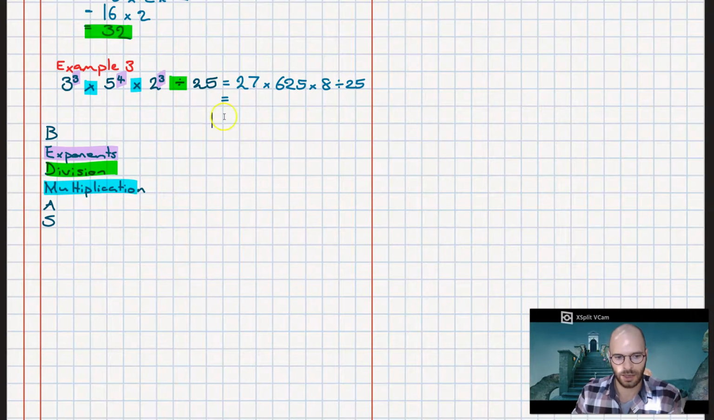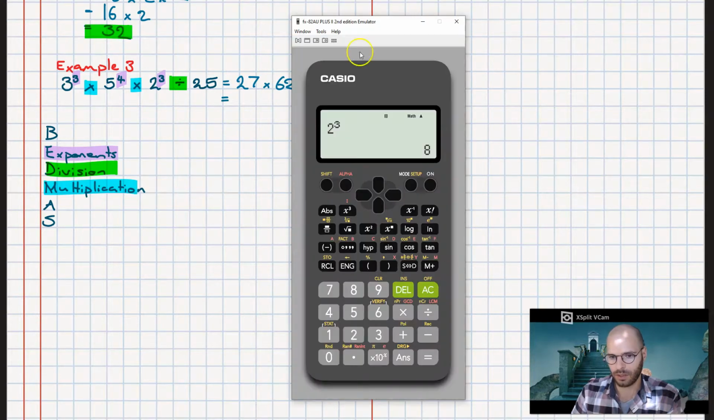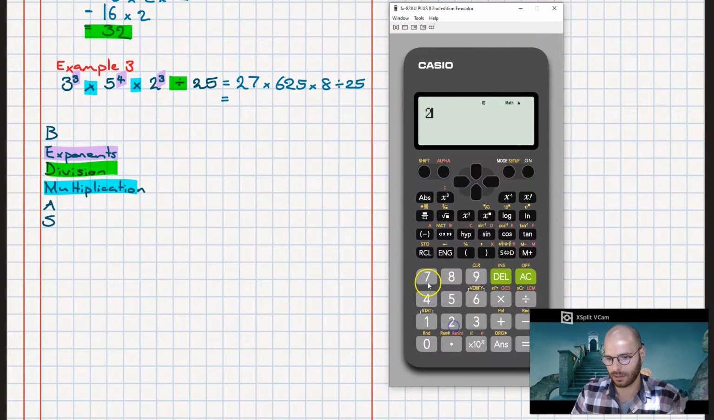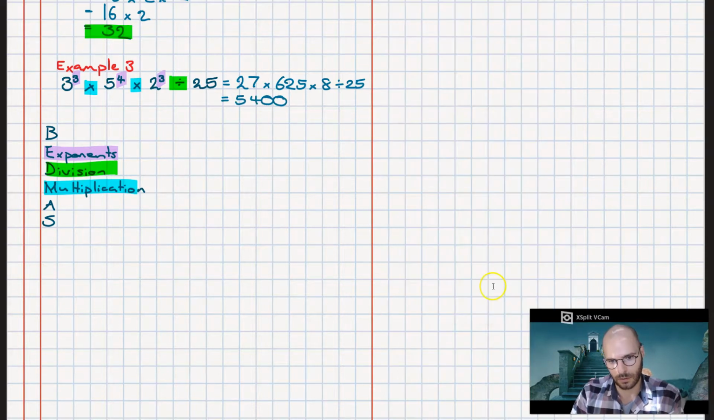Next we have our division and multiplication. If you think back, it actually doesn't matter which you do first, division or multiplication. We just write it as BEDMAS because it makes a nice little rhyme. So we can simply go 27 times 625 times 8 divided by 25 all at the same time, straight into the calculator. It comes out to be 5,400.